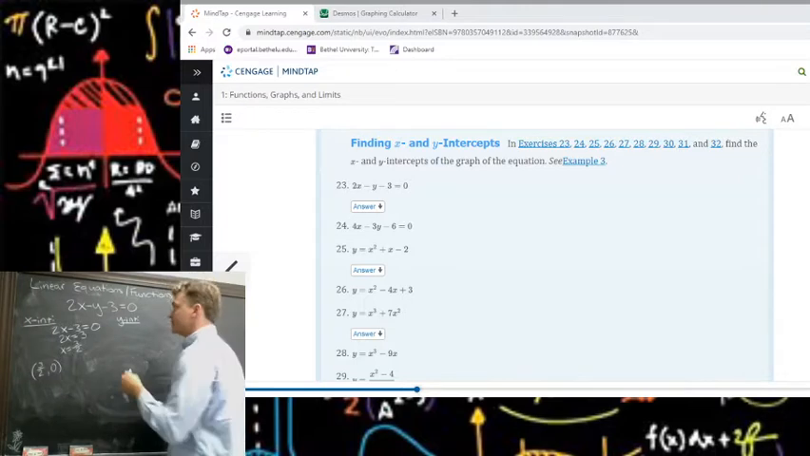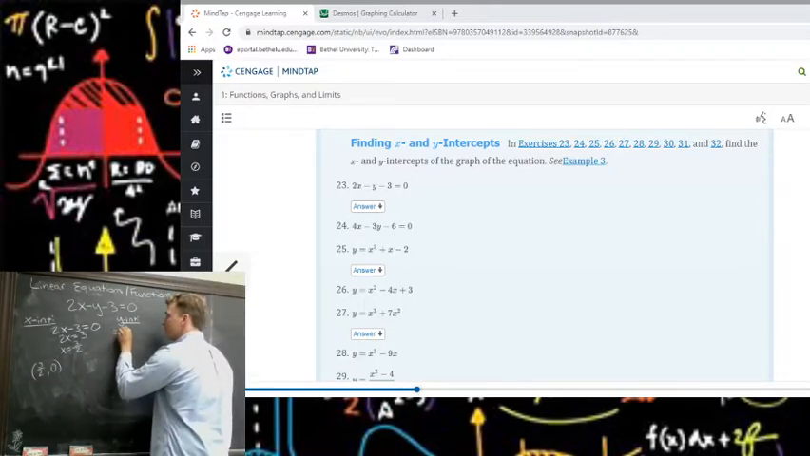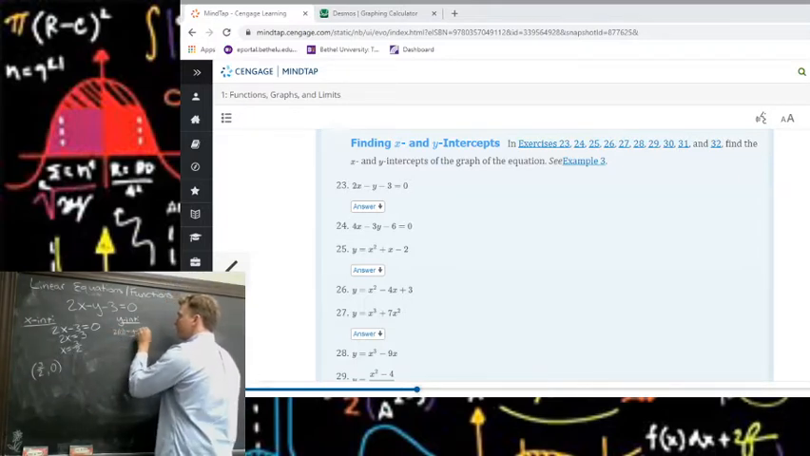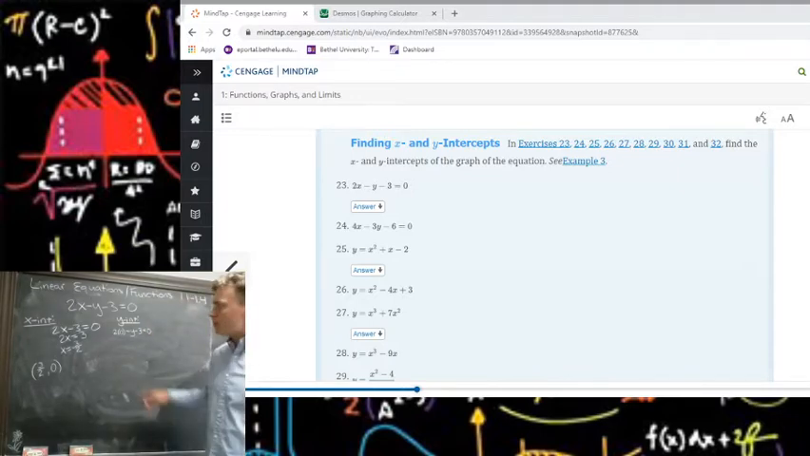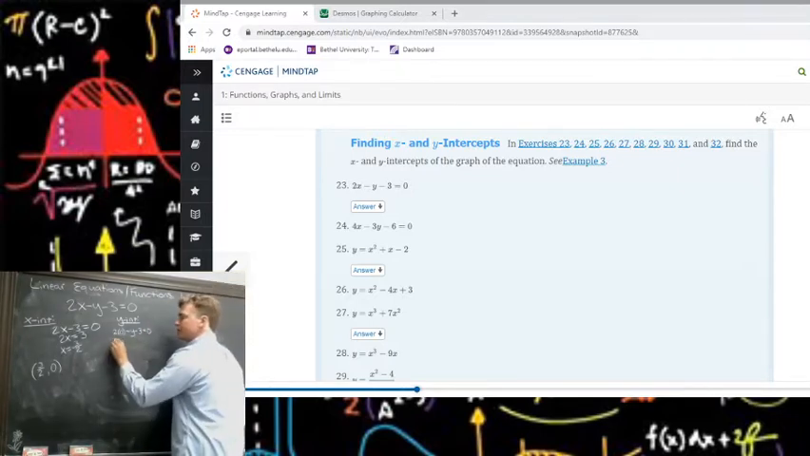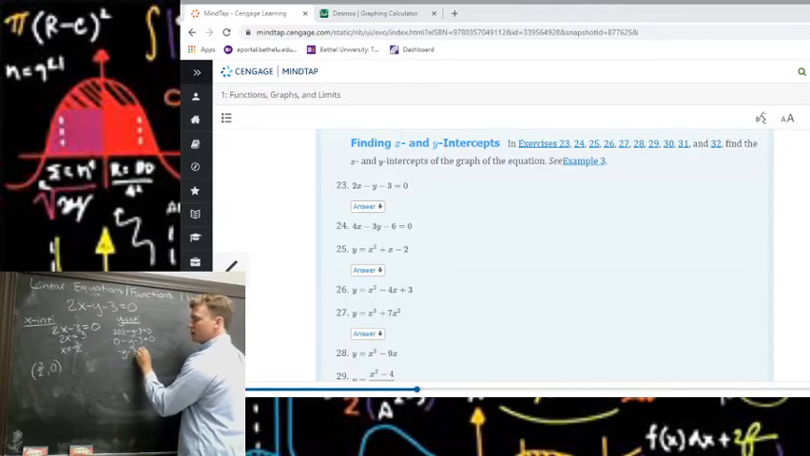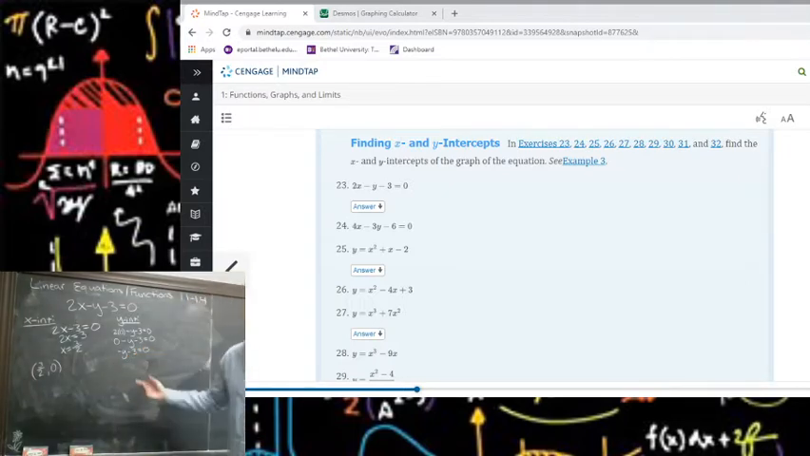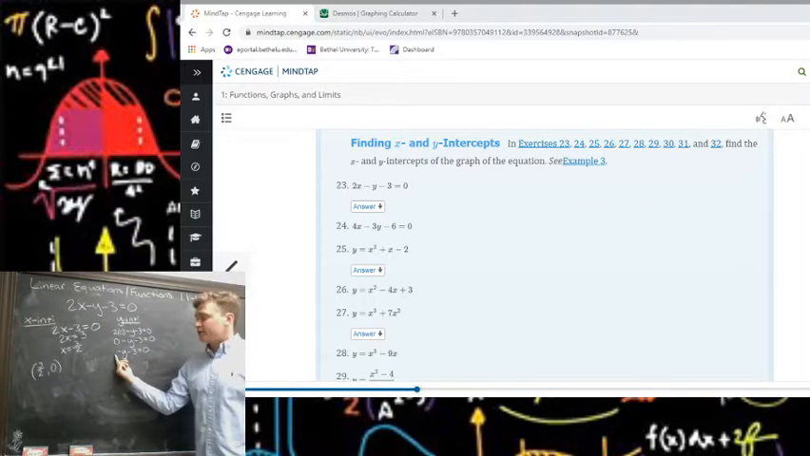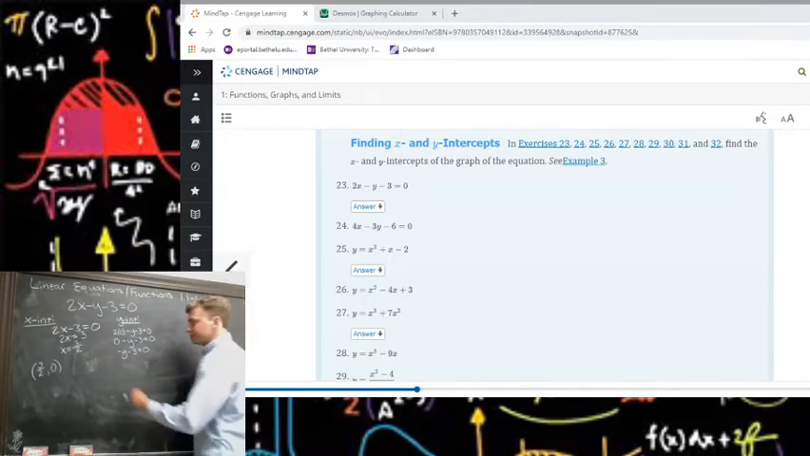To find the y-intercept, set x equal to 0. Two times 0 is 0. So 0 minus y minus 3 is 0. So 0 minus y is just minus y. A lot of ways that we can interpret this right here. Minus y minus 3 equals 0. I noticed that if this was just a regular y, I would be good. It's minus y. So if we add y to each side, we'll have our solution.